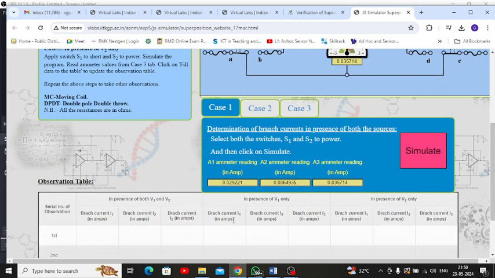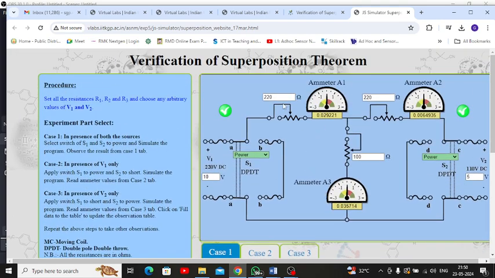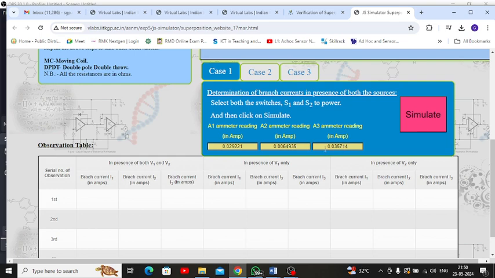You can see I1, I2 and I3. I1 is the current flowing through this 220 ohm, this is I2 and this is the I3 current value. Everything is noted down. This is the determination of branch currents in the presence of both sources.